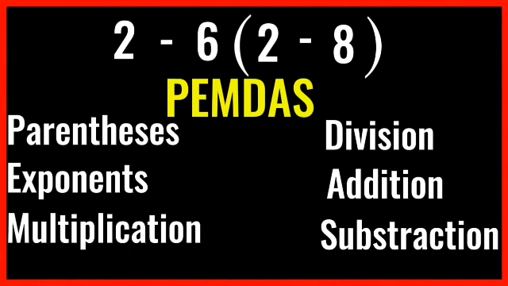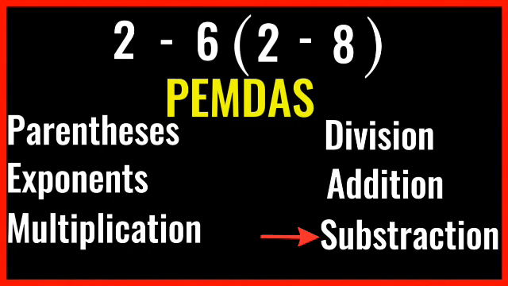First, you always handle anything inside parentheses. After that, you solve exponents if there are any. Then you move on to multiplication and division, working from left to right. Finally, you finish with addition and subtraction, also from left to right. One important thing to remember is that multiplication and division have equal priority, and so do addition and subtraction, which means you don't just pick one. You go step by step from left to right.